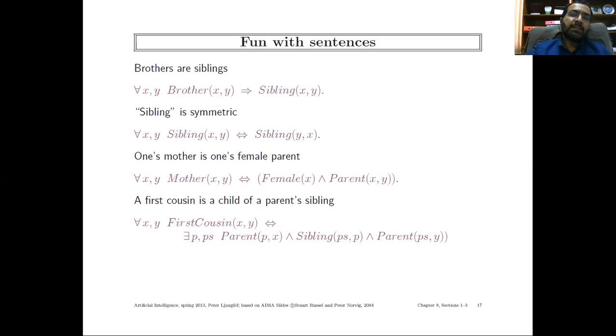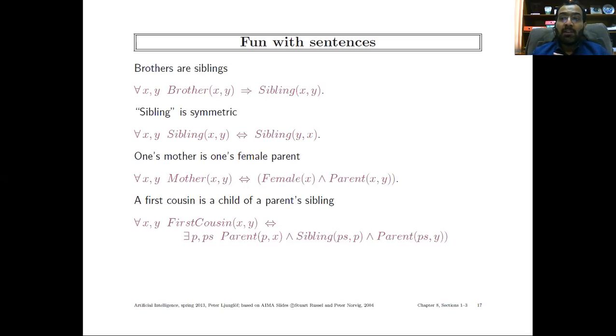The other sentence is that sibling is symmetric. Yes. Any relation which is symmetric means that if you change the argument position, it does not matter. For example, brother x comma y is equal to brother y comma x. It does not matter if you change the position of y and x. Similarly, sibling x comma y is equal to sibling y comma x. Yes, because they are symmetric in nature.